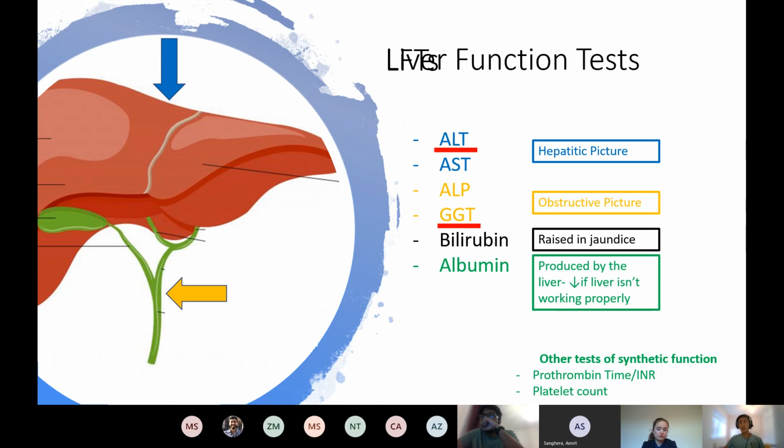Within these, it's useful to know which ones are specific. Of the blue ones, there is one that's more specific to the liver, and of the yellow ones, there's one that's more specific to this obstruction. Can anyone tell me what those are?